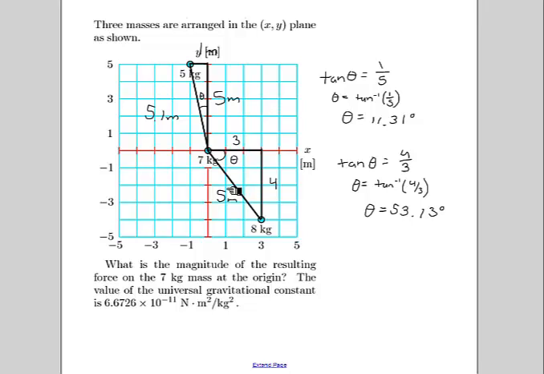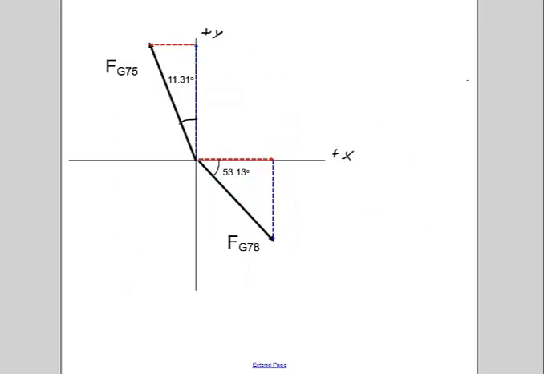The other thing we're going to need, to break down the force vectors later in the problem, is these off-axis angles. I found this angle here using tangent. You could have used any other trig function because you know all the sides. I found it to be 11.31 degrees. And then I did the same thing down here, 53.13 degrees. I take that information about the angles and use it when I'm drawing my force diagram on the 7 kilogram mass. So again, we're looking at the forces at that center mass.